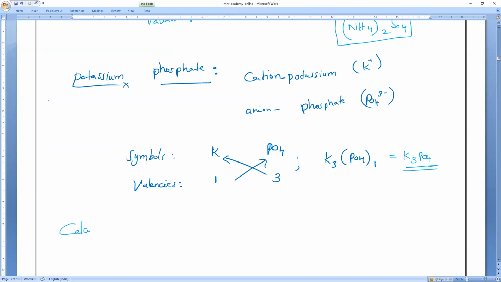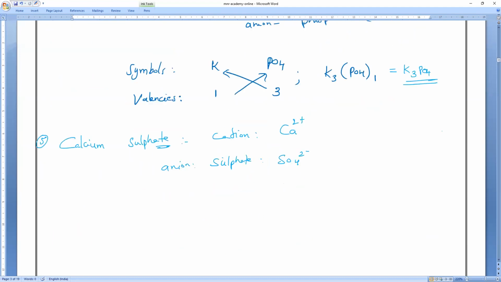Next. Actually, I think it is the 4th one and this is the 5th one. Calcium sulfate. What is the cation? Everybody. Calcium, Ca 2 plus. Am I right? Yes. Next, anion. What is the anion? SO4 2 minus.